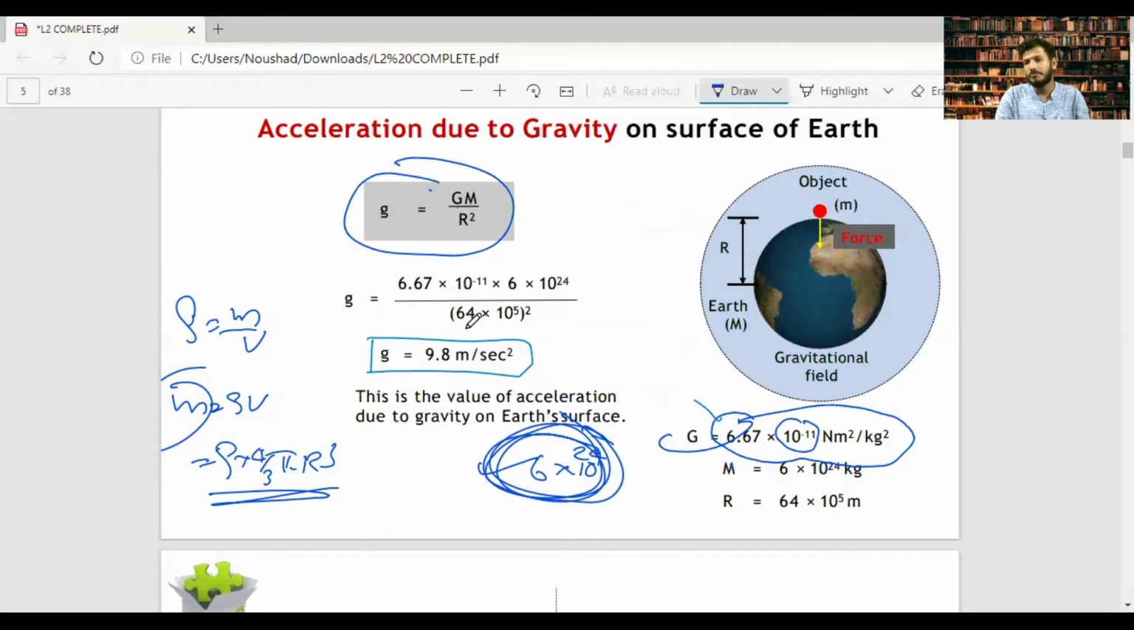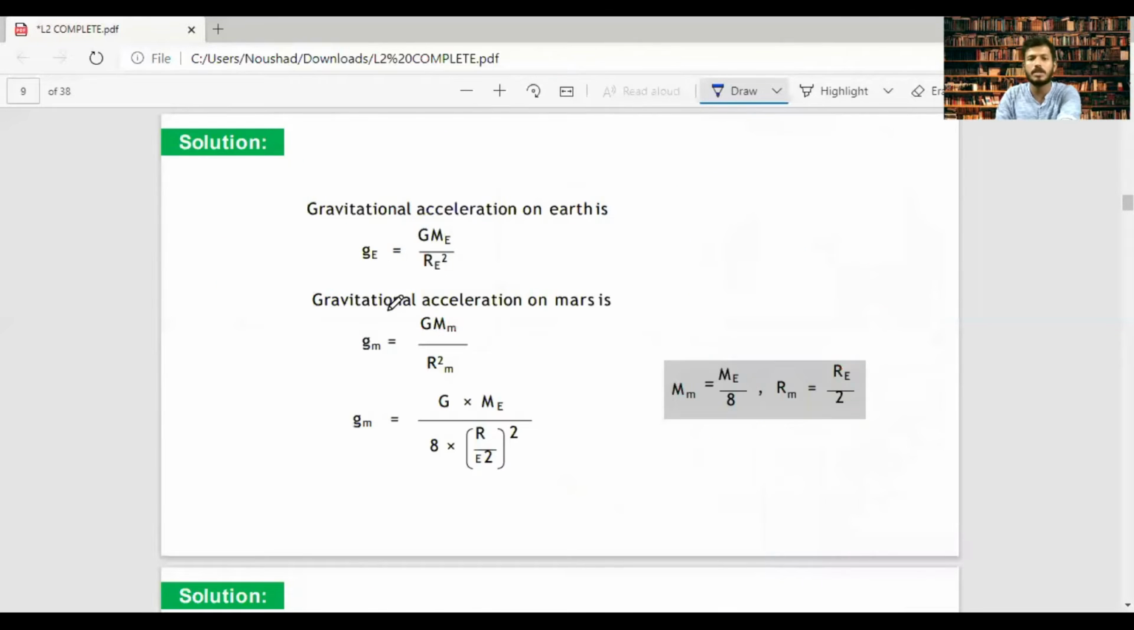Okay. We cannot weigh Earth, but we can calculate the weight of Earth. That is 6 into 10 raised to 24, the mass of Earth, into g, that is the weight of Earth. So mass of Earth is 6 into 10 raised to 24 kilogram. Radius is equal to 64 into 10 raised to 5 meter. Then we get g equal to 9.8 meter per second square. It's a very, very familiar value.